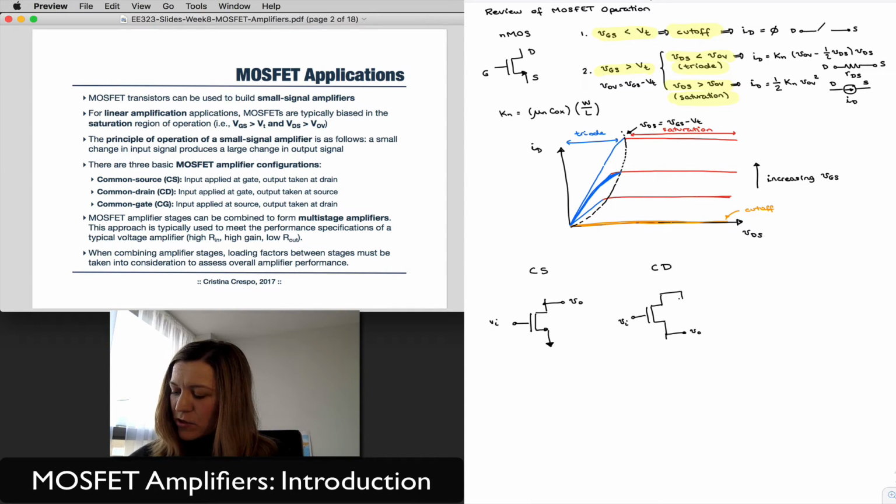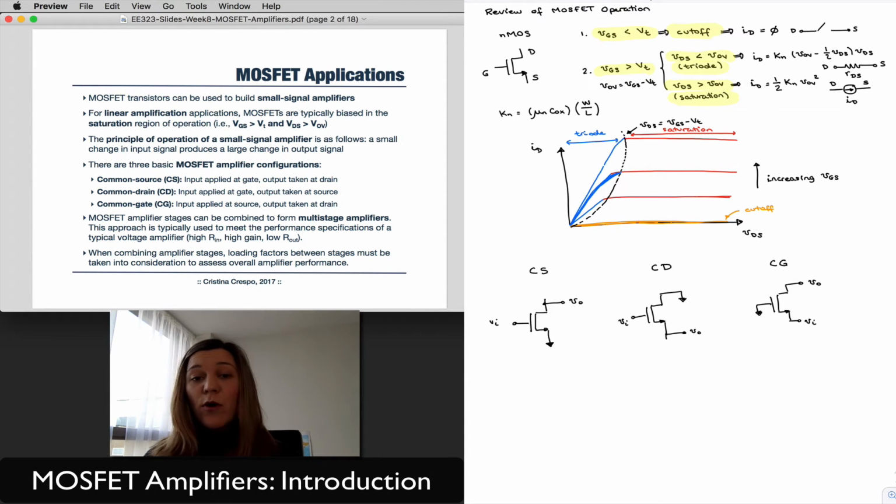This is the terminal that is going to be typically tied to the common or ground. And then the common gate typically will look something like this, where the input is applied at the source and the output is taken at the drain. So this is more or less just a graphical way of visualizing what type of amplifier we're dealing with. We need to look at where the input is being applied and where the output is being taken off.